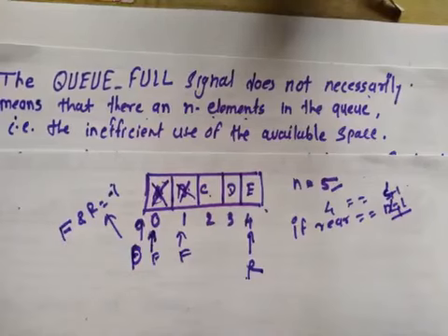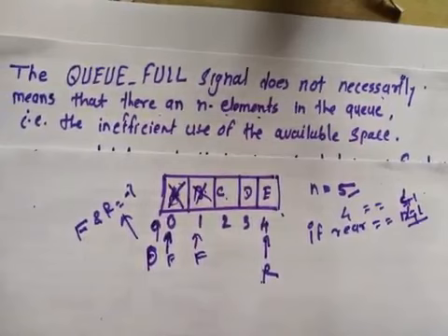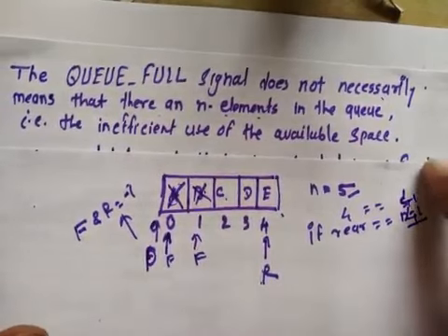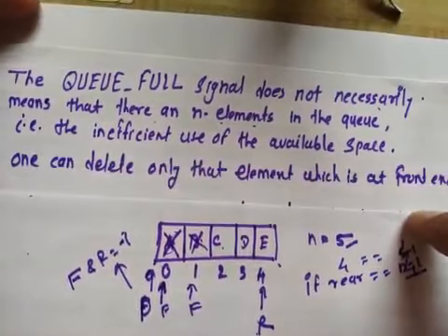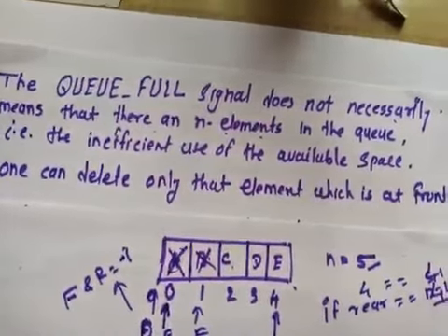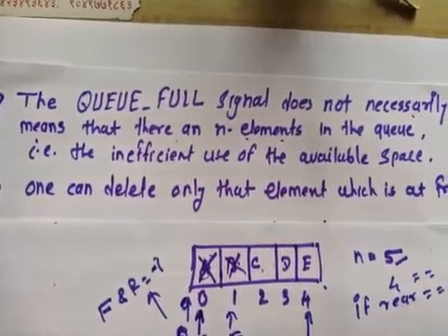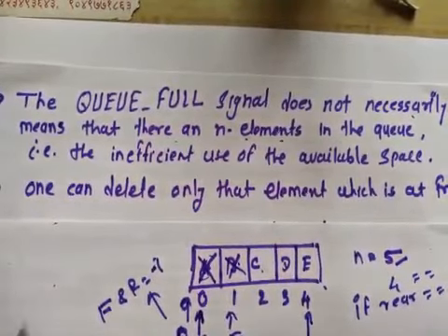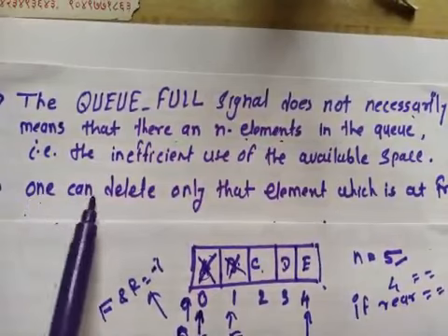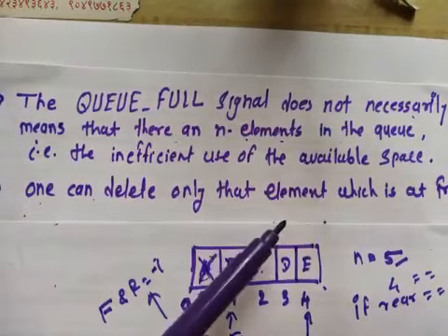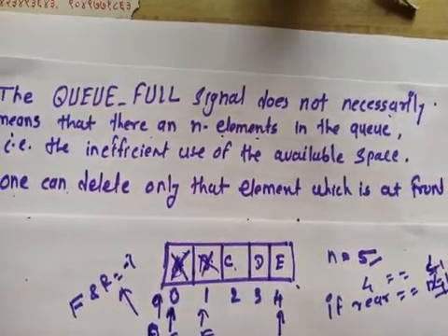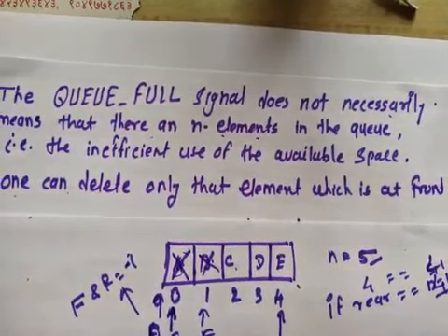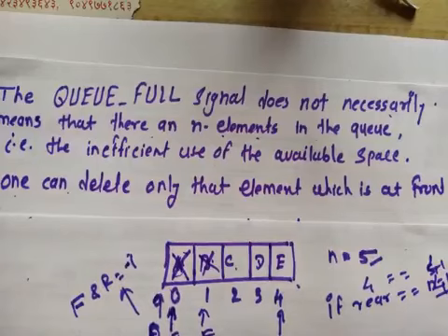So we are going to find a solution for this problem. But before that, we are going to see other disadvantages or problems with linear queue. The second disadvantage, or problem, is that one can delete only that element which is at the front end. Meaning we can delete an element from the front end only.